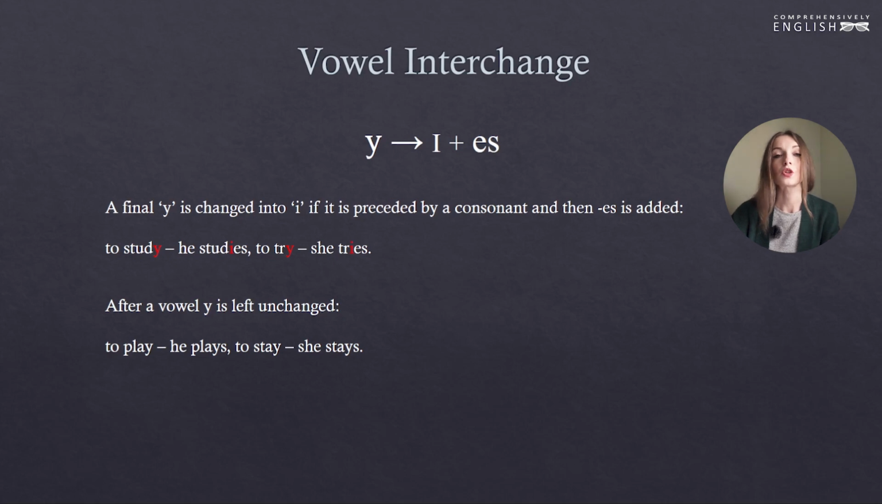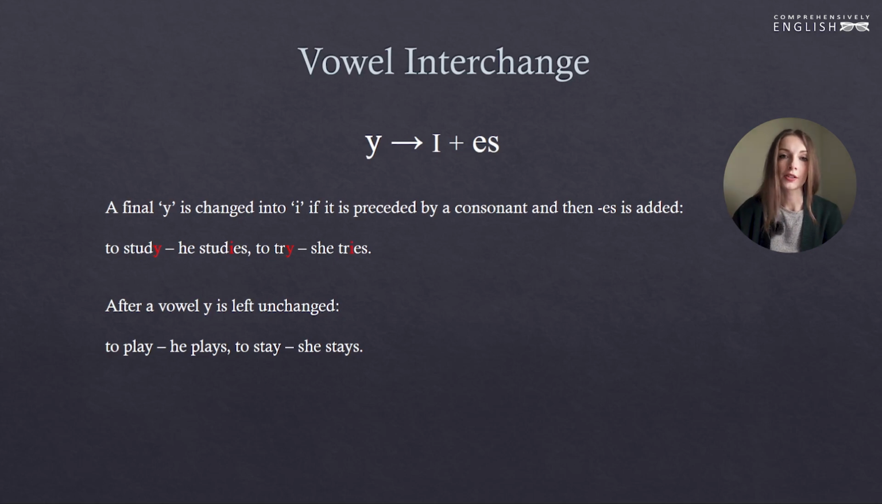Also, we have to remember about vowel interchange when we speak about the present simple tense, as the ending s, which we have in the third person singular, will change the verbs sometimes. What do I mean? When your verb ends in y, y is changed into i if it is preceded by a consonant. That's important. So we say to study, he studies. To try, she tries. The verb study ends in y, and before it we have a consonant d, sound d. That's why we change y into i.